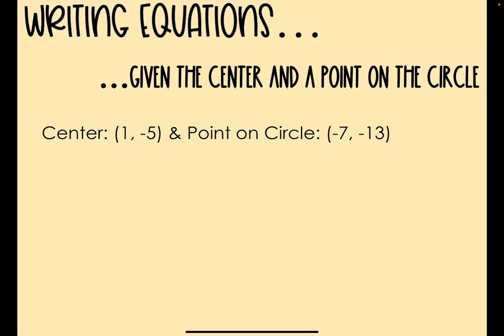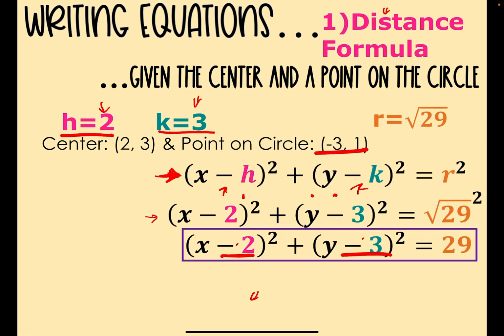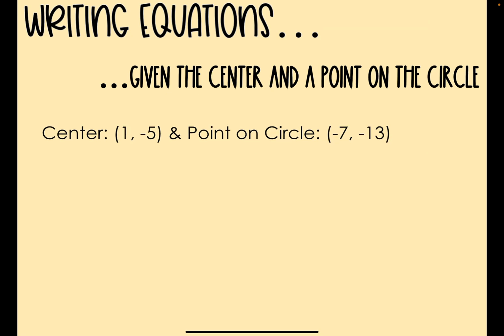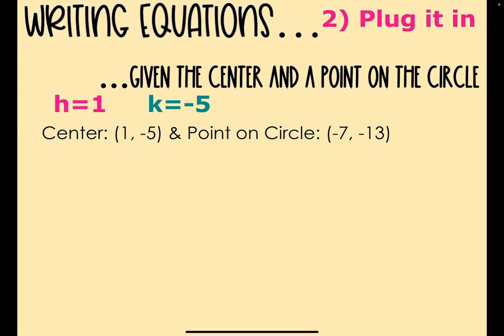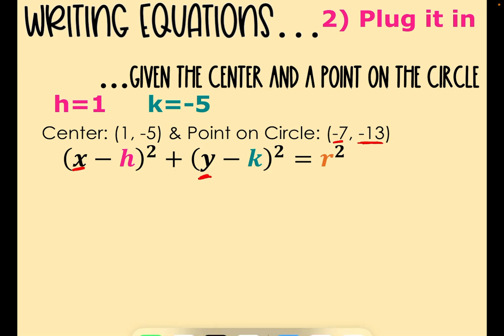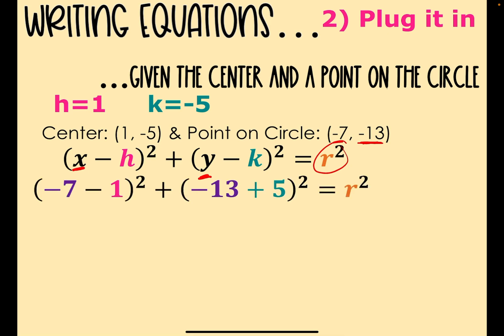All right. The second way of doing this is plugging it in. So what that means is, you know how we've got this x and this y here? Those are placeholders, just like when you've got y equals 4x plus 3, which is slope-intercept form. That y and that x, those are placeholders for points on the line. So what we're going to do is we're going to plug this x in right here. We're going to plug this y in right here. And then we're going to solve for the radius.